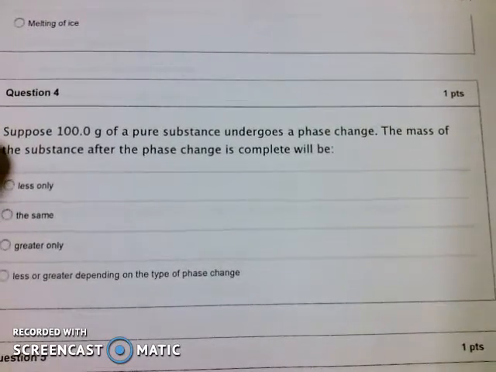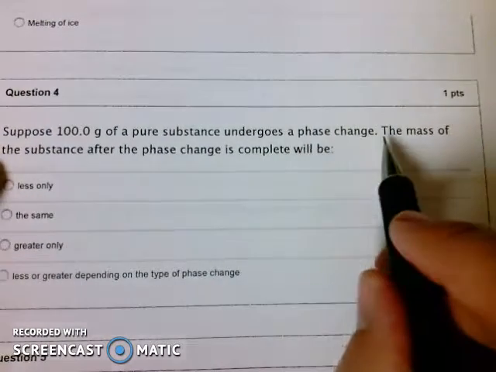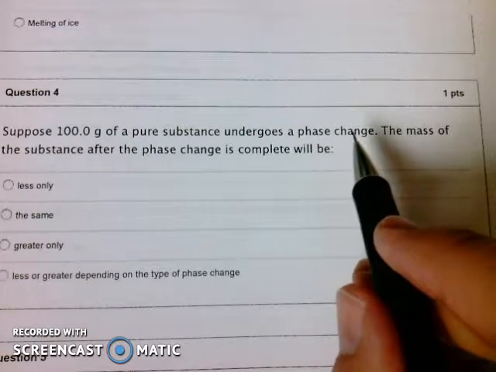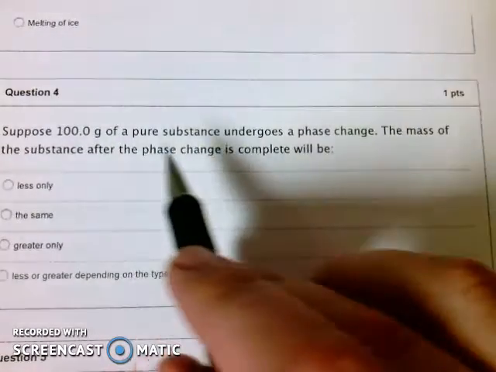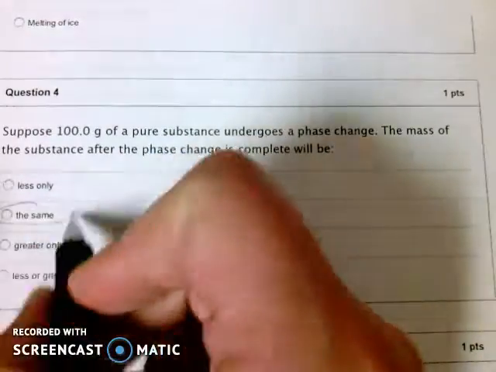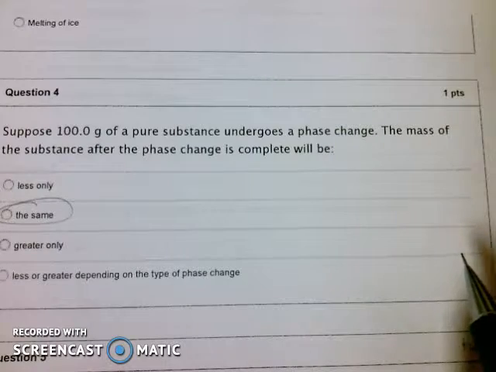Number 4, suppose 100 grams of pure substance undergoes a phase change. So we're changing from a solid to a liquid, liquid to a gas, or gas to a plasma. The mass of the substance after the phase change is complete will also be 100 grams. Okay, it has to stay the same. Law of conservation of mass.